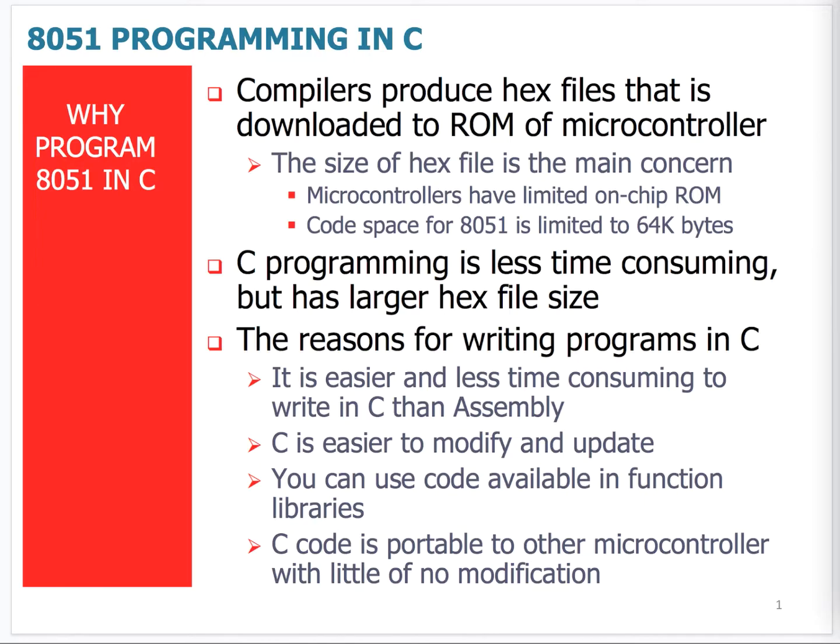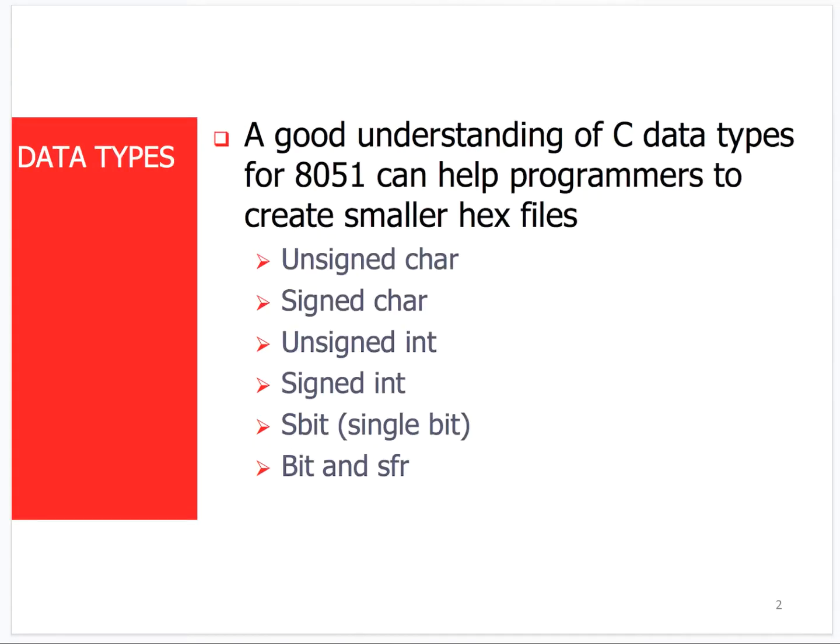The reasons for writing programs in C: it is easier and less time-consuming to write in C than assembly. C is easier to modify and update. You can use code available in function libraries. C code is portable to other microcontrollers with little or no modification. A good understanding of C data types for the 8051 can help programmers create smaller hex files.